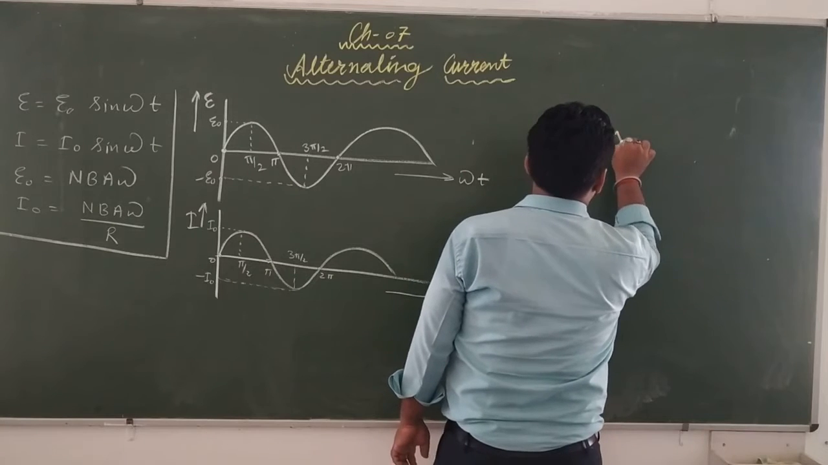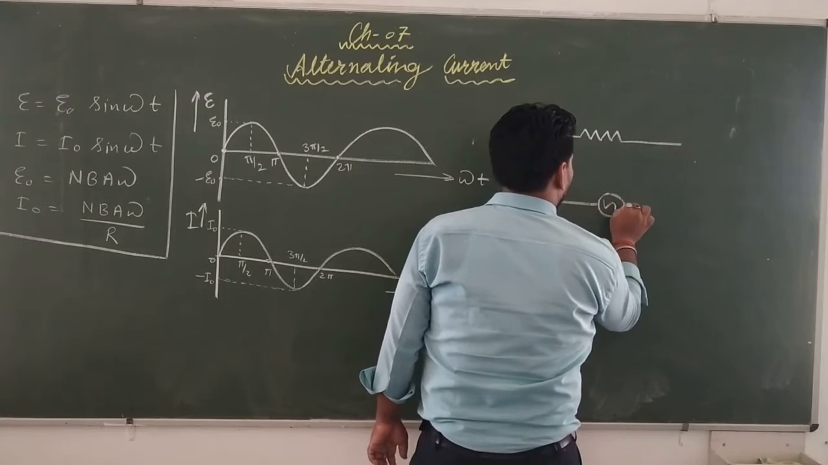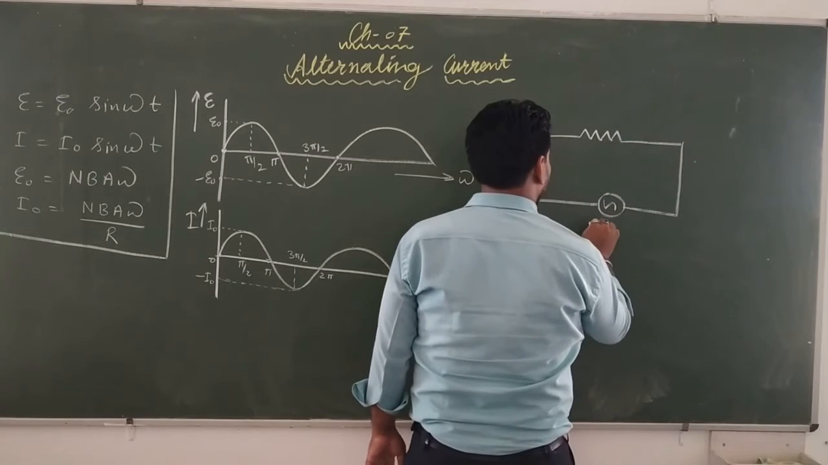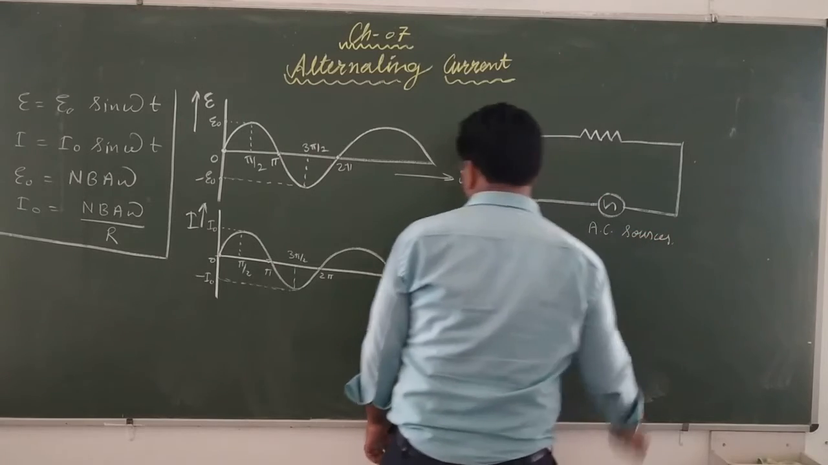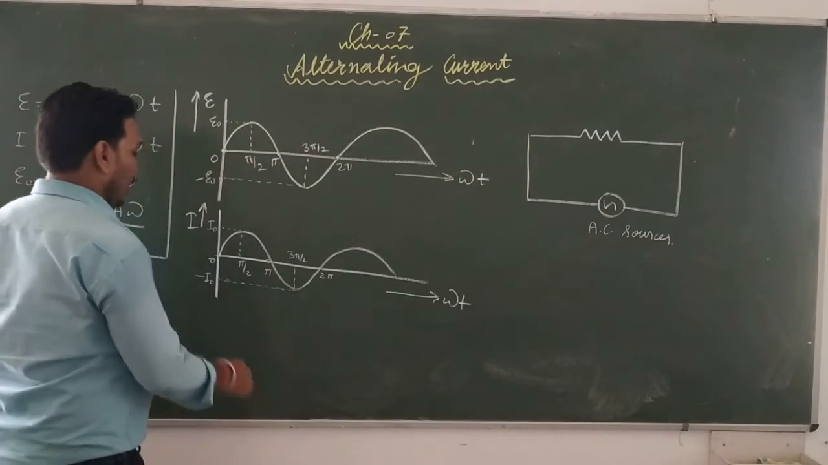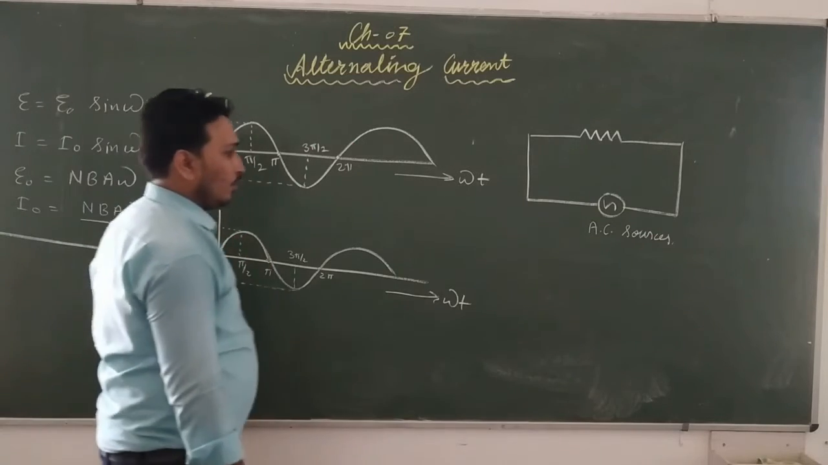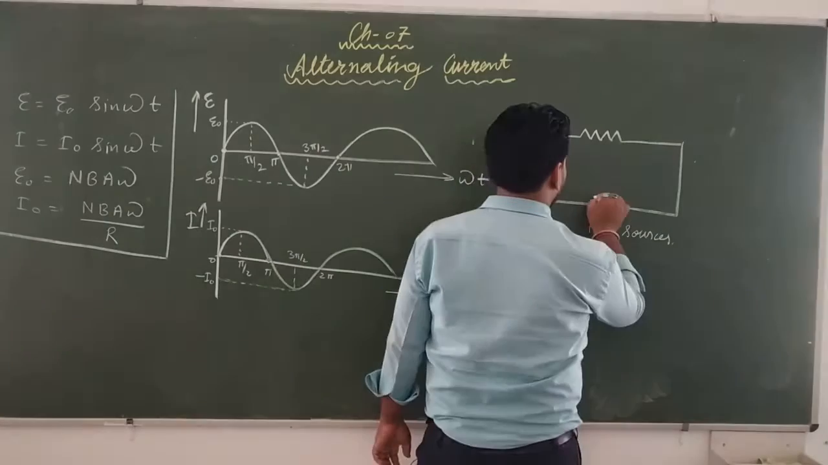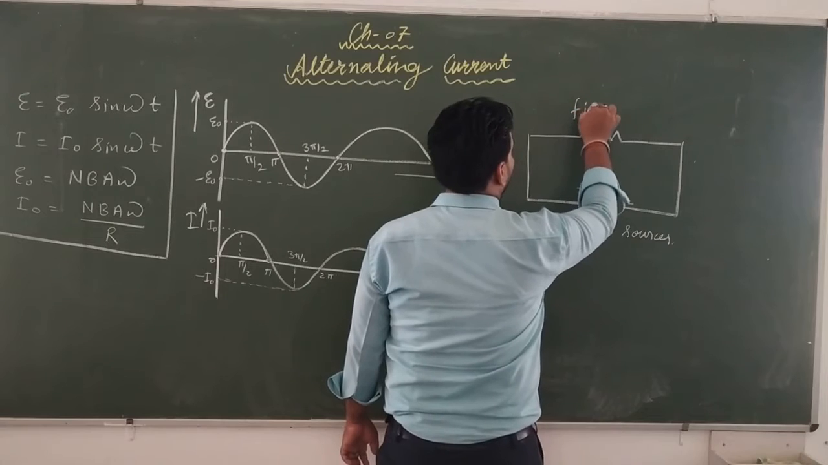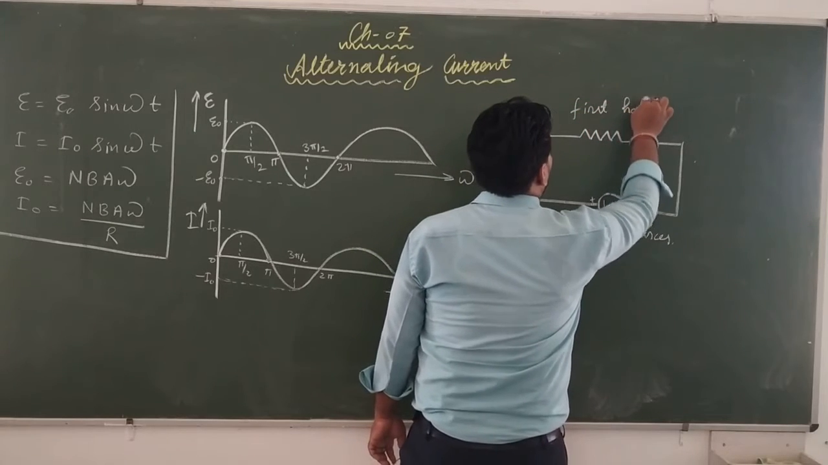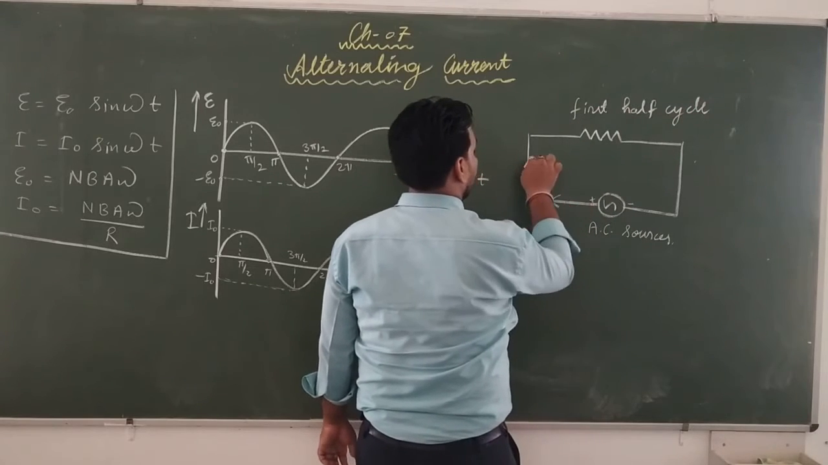Suppose this is a resistance and we have a source which is called an AC source. Okay? So it supplies what? It supplies alternating current. So what is the meaning of this particular part of the graph? Suppose for the first half cycle, this end behaves as positive, this end behaves as negative. So for the first half cycle, the direction of current is this way.